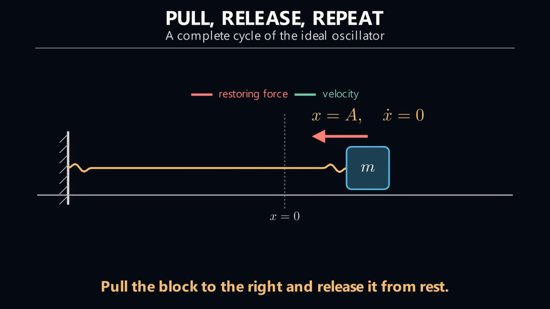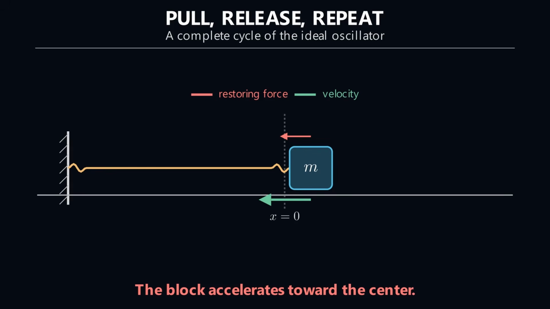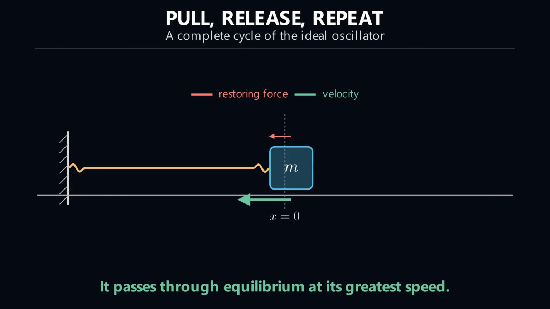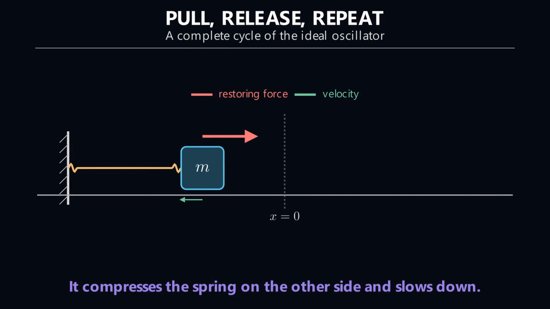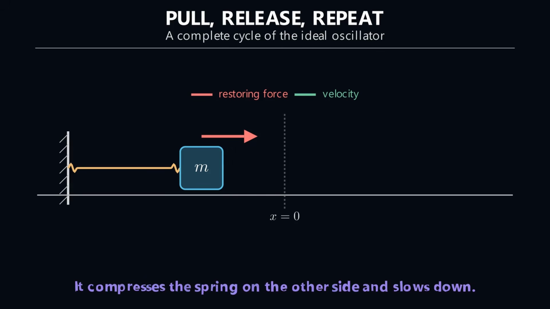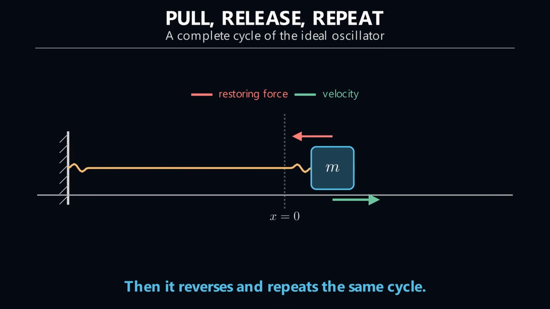If we pull the block to the right and release it, the block accelerates towards the center. It passes through equilibrium, compresses the spring on the other side, slows down, reverses, and repeats. For this ideal system, there is no friction and no loss of mechanical energy. The motion continues forever.